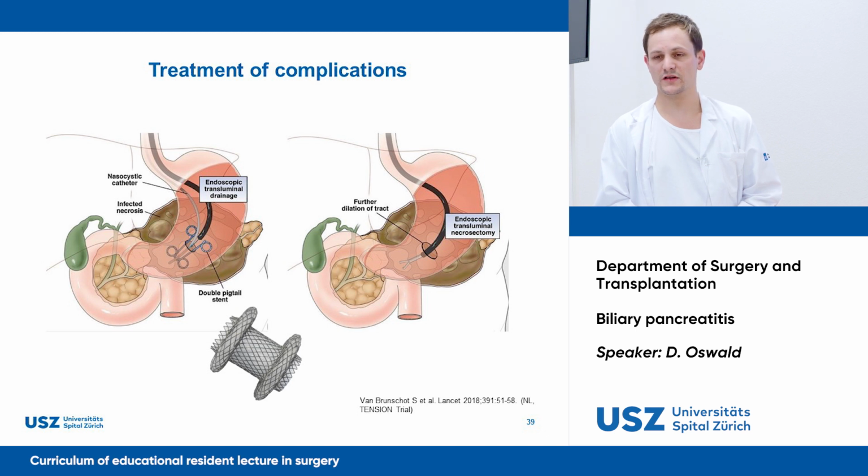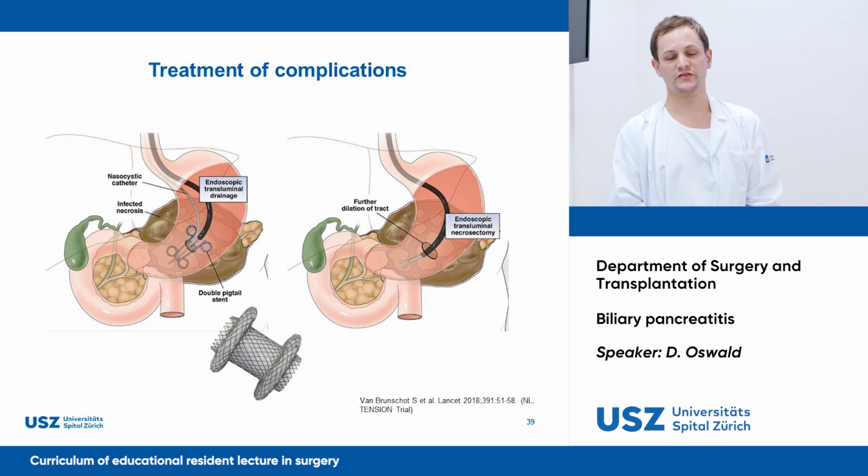Right here you see the endoscopic step-up approach. It's an ultrasound-guided transluminal drainage with placement of two 7 French pigtail stents and a nasocystic catheter. If the drainage alone didn't lead to a considerable clinical improvement, the endoscopic transluminal necrosectomy was performed, like on the left side here.